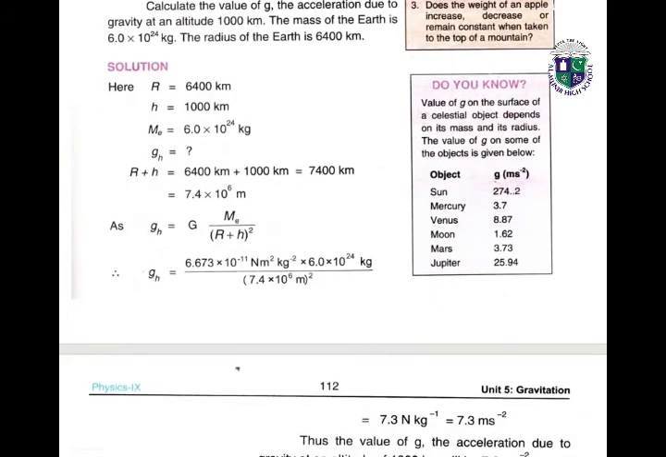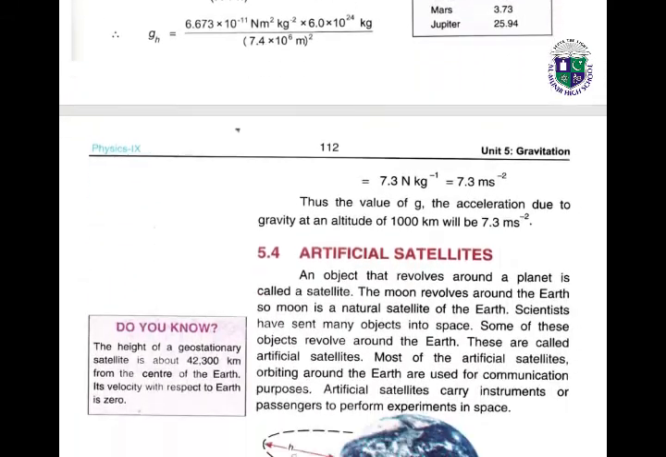Look at example number 5.2. Here we have the values which are given. R is equal to 6,400 kilometers. H is also given. We know the value of g. We have to find the gravity at some altitude or height. So first of all, we will add R with h. R plus h is equal to 7,400 kilometers, which is 7.4 into 10 to the power 6 meters. By putting the values in the equation as we have studied in the above topic, we get the answer.